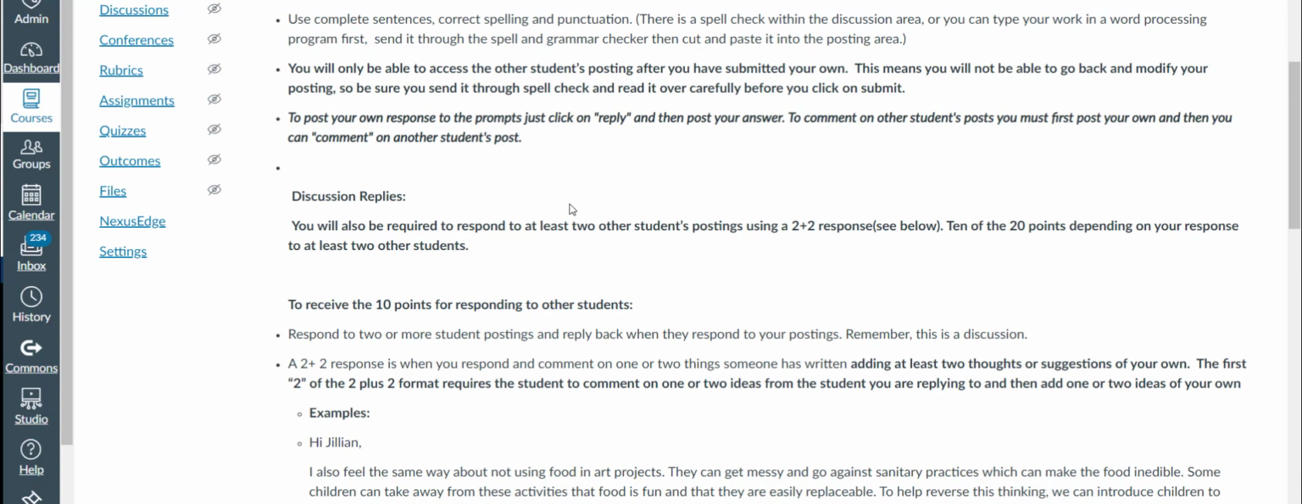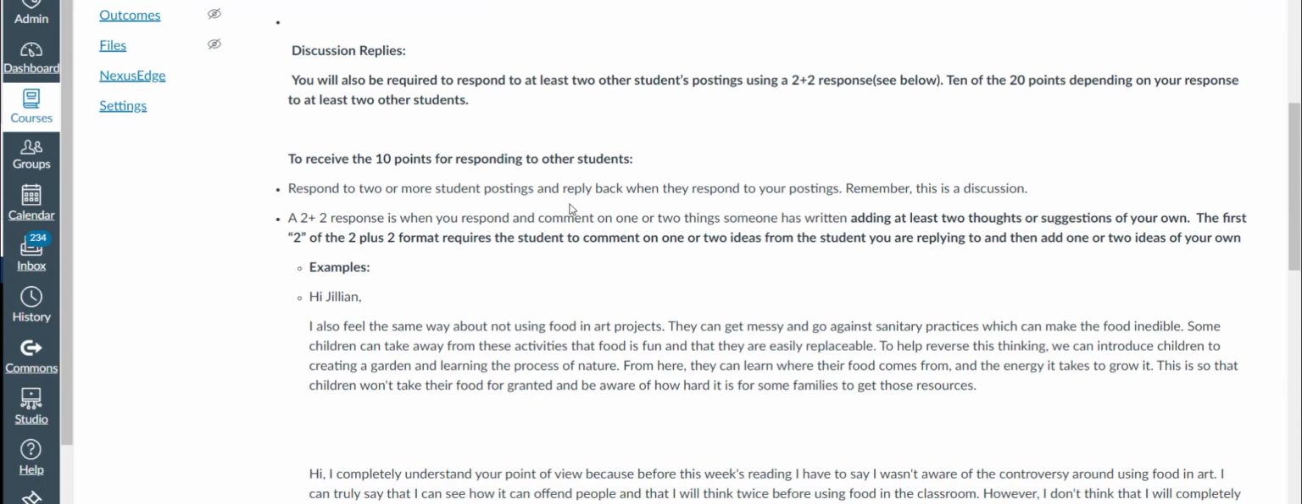So that's the first 10 points. Make sure you have a nice long explanation. You include a textbook quote that supports what you're saying with a page number from the textbook or article, depending on what class you're in, and that you address all the questions, right? So that's the first 10 points.